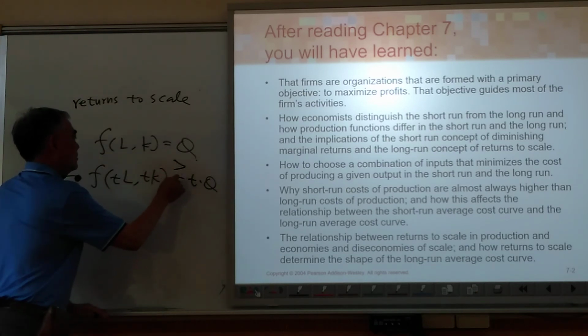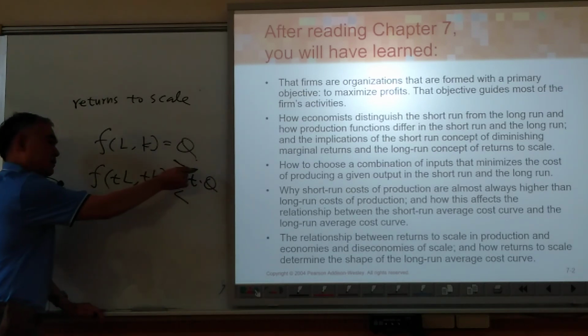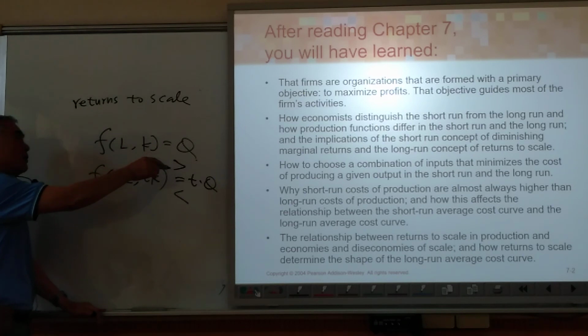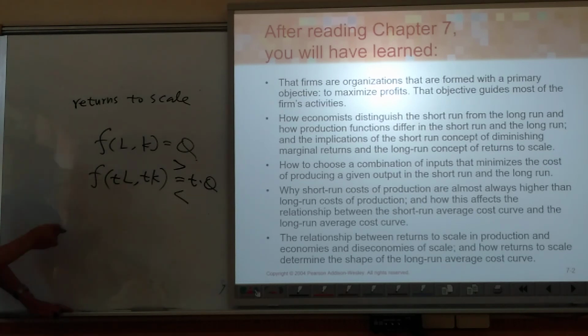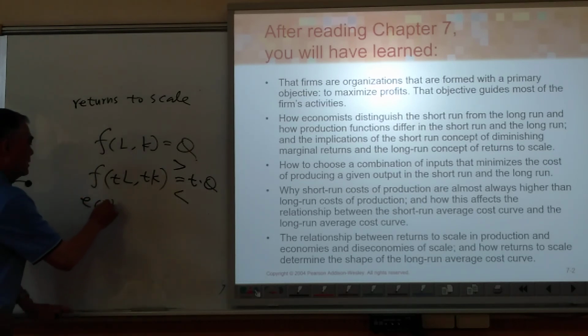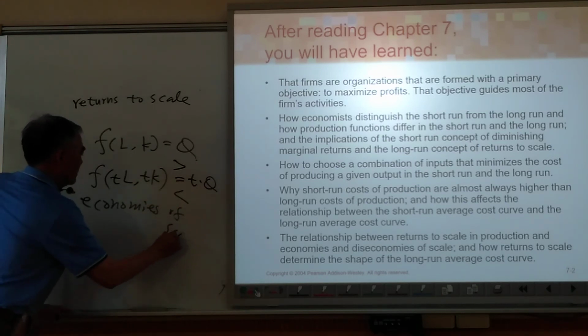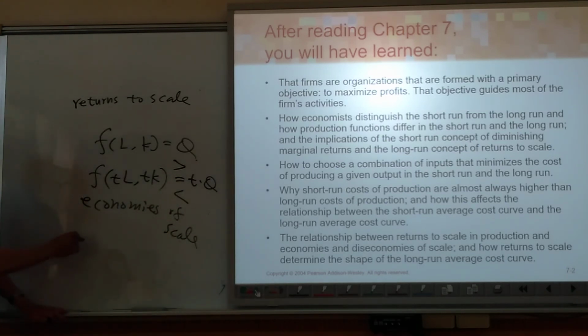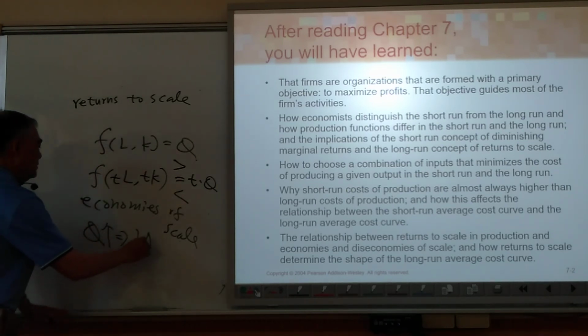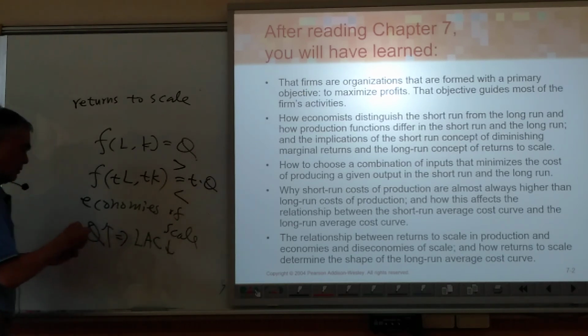And we have three cases: greater than, equal to, less than. If it is greater than, it is increasing returns to scale. Equal is constant returns to scale, and the last one is decreasing returns to scale. And the other one is economies of scale. What is that? It means that as the production level goes up, LAC goes down.